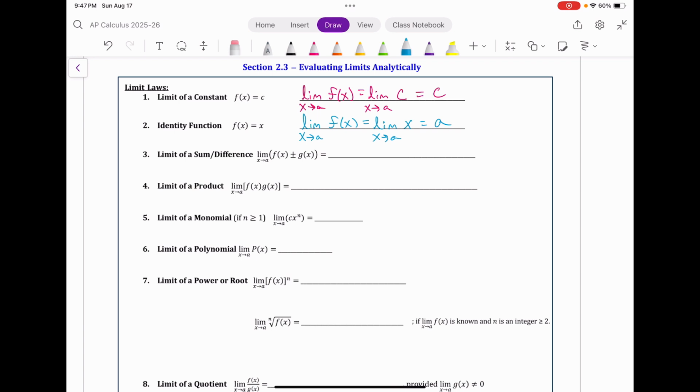All right, so let's say we're trying to find the limit of a sum or difference of two different functions. What's nice is we can find the limit separately for f of x and then add or subtract that limit to the limit as x approaches the same value for g of x.